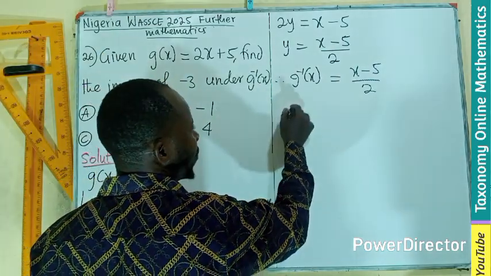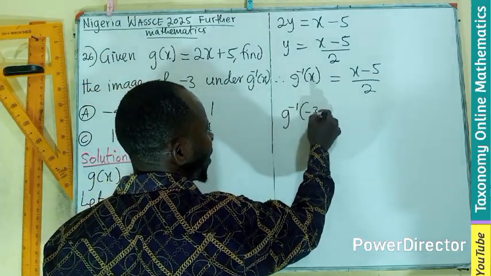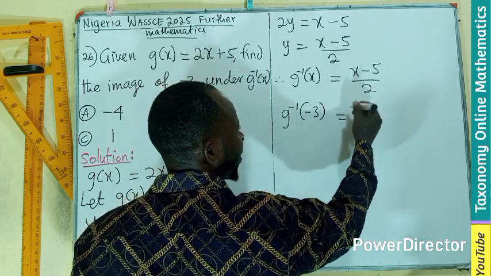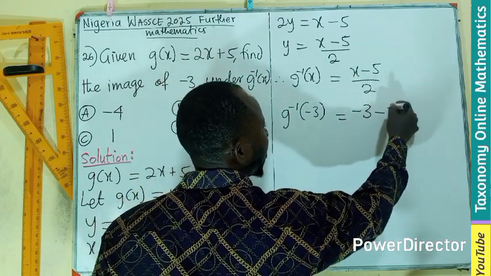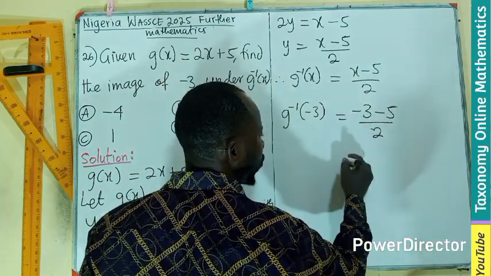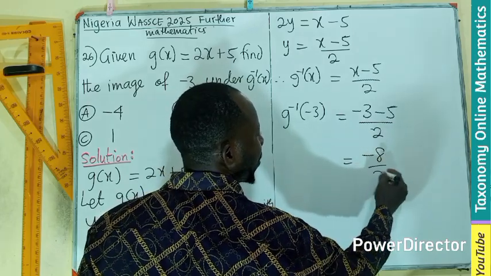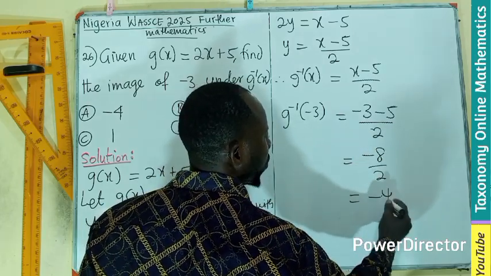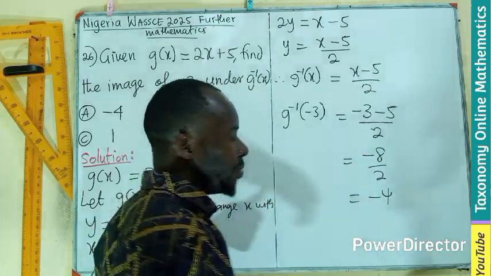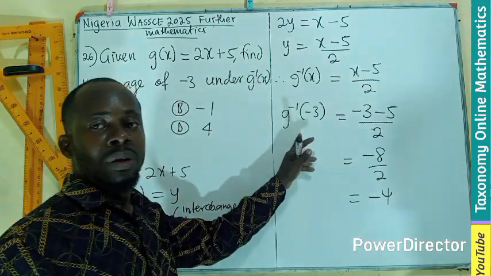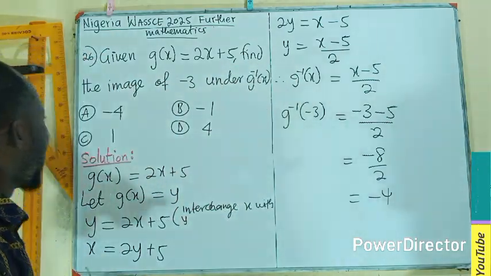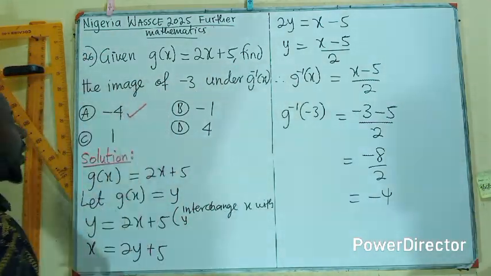Meaning, if I have the inverse of negative 3, x is now changed to negative 3 minus 5 over 2, which is minus 8 over 2, equals what? Minus 4. So the image you are looking for is going to be minus 4. And that will be option A.